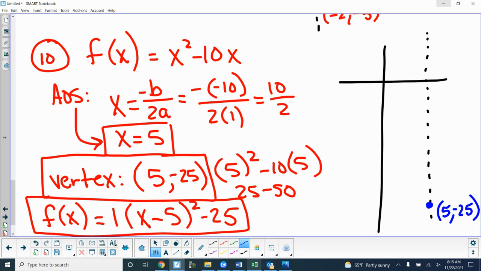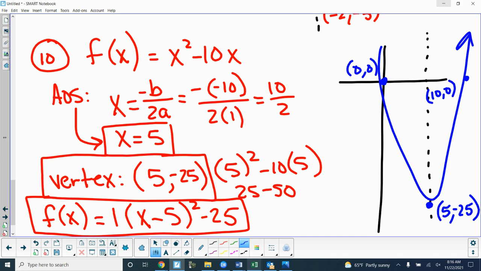What's the c value? What do you see there? You see nothing. So what number is nothing? 0, right? So my y-intercept is 0, 0. How far away is that from the axis of symmetry? 5 units, right? So what's 5 plus 5? 10. So over here is 10, 0. I'll put it inside my parabola because I was running out of room.